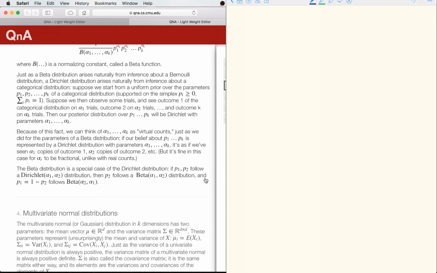In particular, suppose we start from a uniform prior distribution over the probabilities of a categorical, and we observe some categorical trials, and we see alpha 1 outcomes of 1, alpha 2 outcomes of 2, and so forth. Then the posterior over all of the probabilities will be Dirichlet with parameters equal to the counts that we observe. And so often when we talk about a Dirichlet distribution, we think of the parameters as virtual counts because it's as if we observed that many counts. And unsurprisingly, beta is a special case of Dirichlet. If you have a Dirichlet over 2 outcomes, then each of the components of that Dirichlet sample follow a beta distribution.